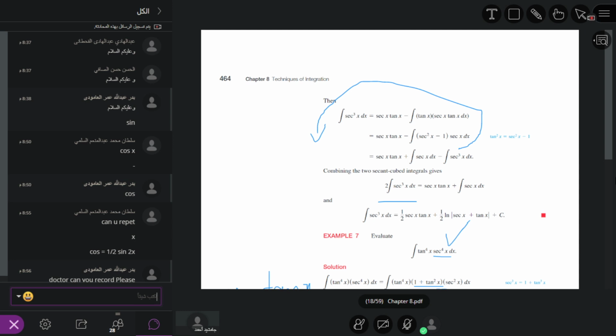This is the method. I again repeat. If we have cosine mx cosine nx, it is equal to half of cosine m minus n x plus cosine m plus n x. This is the method. Now I solve some questions.